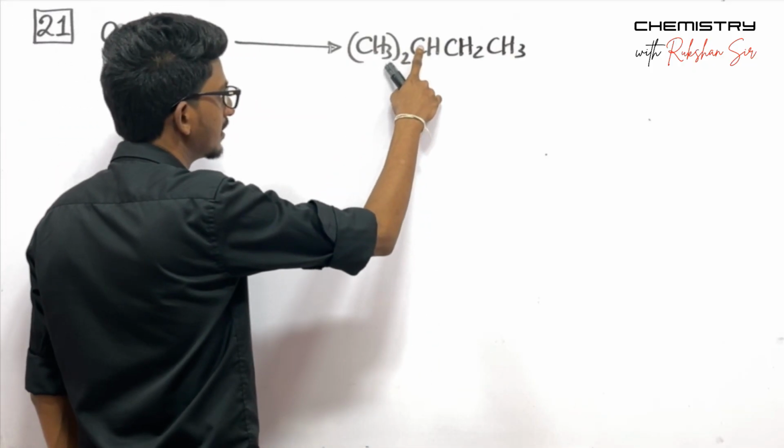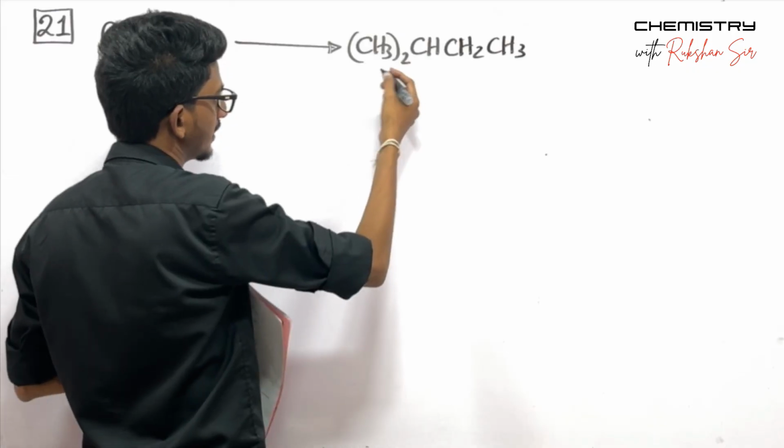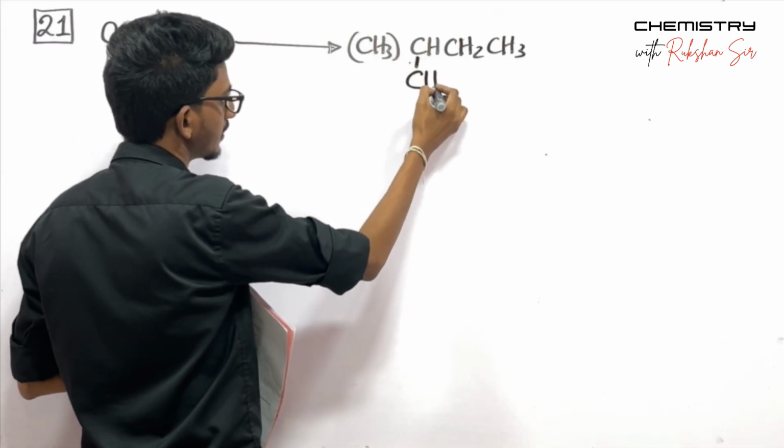So this carbon is with 2 CH3 groups, right? This carbon is with 2 CH3 groups. So I'll write it like this. 2 CH3 groups, right?